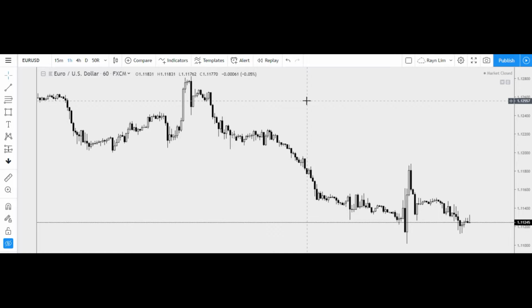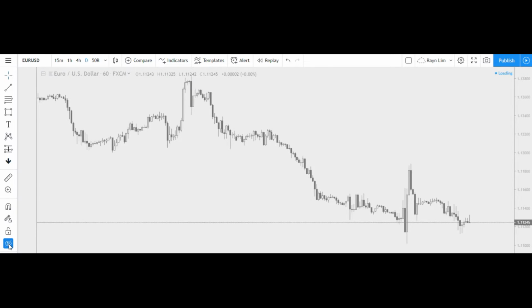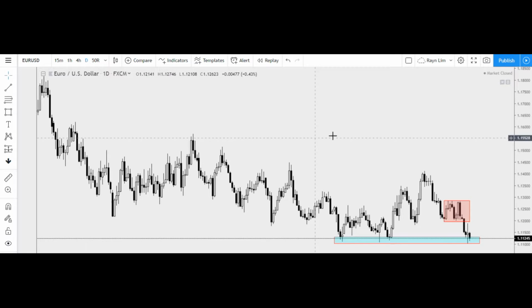Nothing much over here for me, unless you are taking this move as X to A, A to B, B to C, and you might have a harmonic pattern. Head back to the daily chart while I share with you my analysis. My analysis is pretty neat on this.